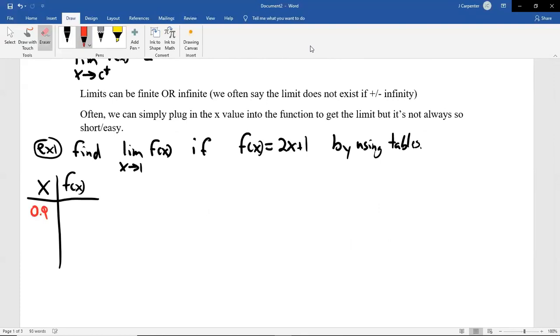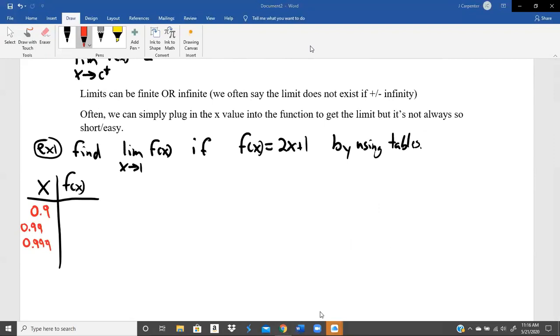Then let's do an x value of 0.99. Then let's do an x value of 0.999. And that'll be enough. So we're going to throw these three numbers into the function and just see what happens.